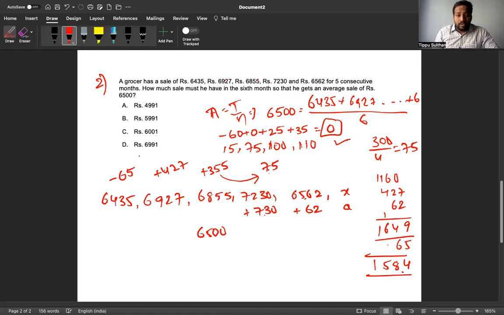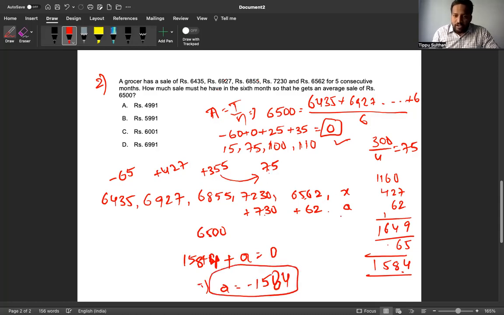So the total sum is 1584 plus A equals 0. That implies A is equal to minus 1584, which means that instead of A, if you place 1584, you get X value. Now, how about 62 here? That is 62 extra of the average. So it's minus 1584, which means you have to subtract minus 1584 from 6500. That's your answer, guys. If you are ready, is it 54?